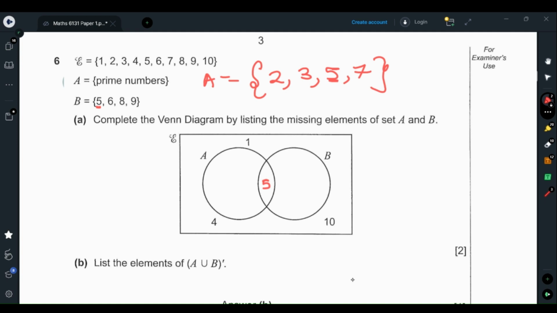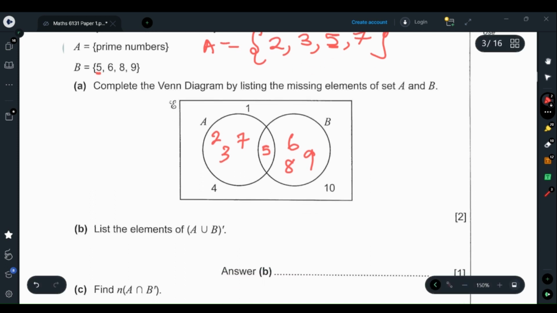So let's go ahead and indicate all the prime numbers. 2, 3, 7, and 6, 8, 9. 1, 2, 3. So all the numbers are now accounted for in this universe. Excellent.